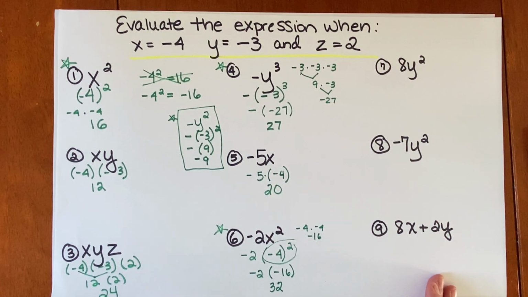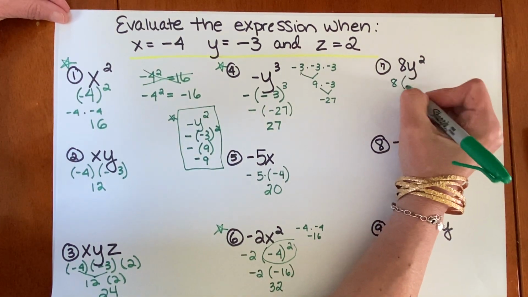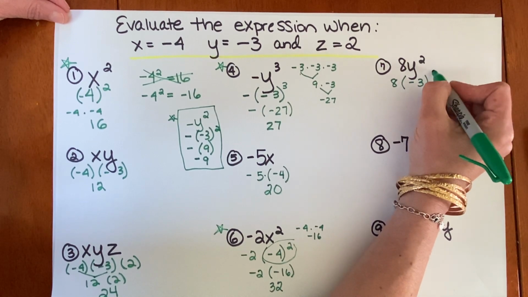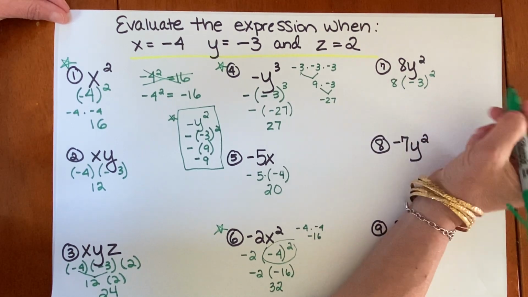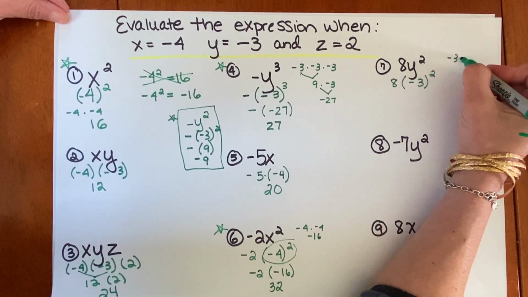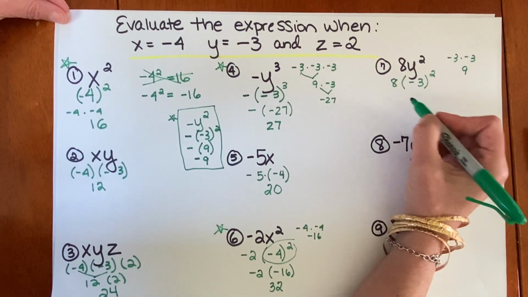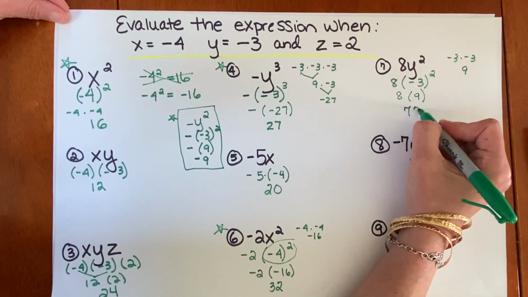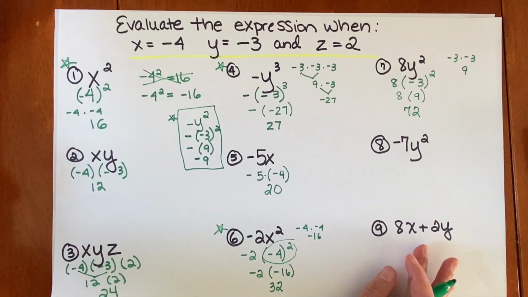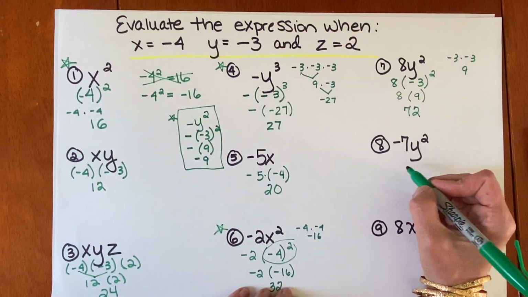Here's the good news about these. If I'm going too fast, you could always rewind it and watch it again. Number 7, 8 times -3 squared. Again, don't do this multiplication first. That's not following order of operations. I have to square -3. -3 times -3 is +9. So it's 8 times 9 is 72. See how these can look really easy? The numbers are not big, but if you don't do it in the right steps, you're not going to get it right.